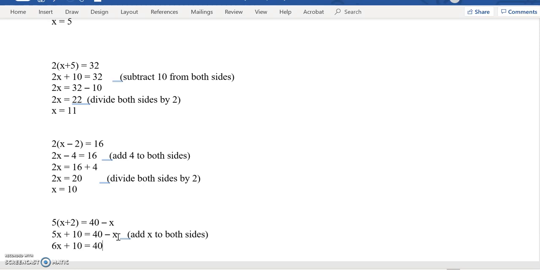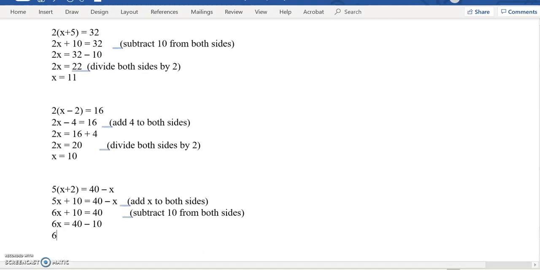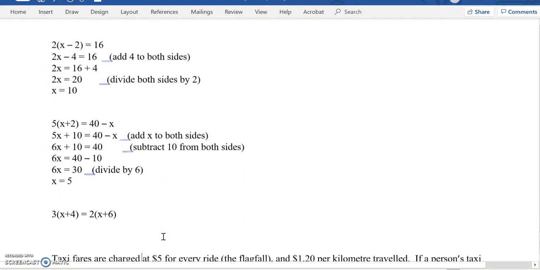So here's our sum that we're working on there. We want to get the x's by itself, so we want to subtract 10 from both sides. So we're going to have 6x plus 10 minus 10, they're going to cancel out, equals 40 minus 10. And 6x is going to equal 30. We now want to divide both sides by 6 to get x by itself. x equals 5.